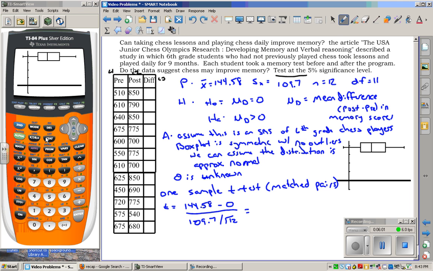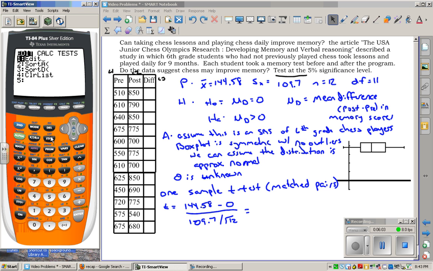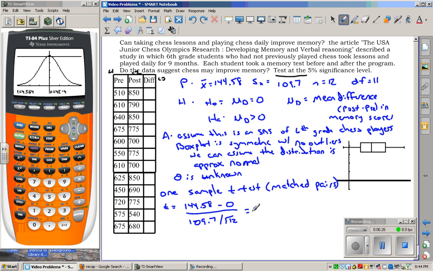So now I'm going to go to my stat menu, go to tests, t-test number 2. We have all of our data in list 3. We have our null is 0. List 3, we're testing greater than, so it's all set up and ready to go. And so we will draw that. And you can see what we get. Our test statistic value is 4.564 with a p-value of a really tiny decimal, so essentially 0.